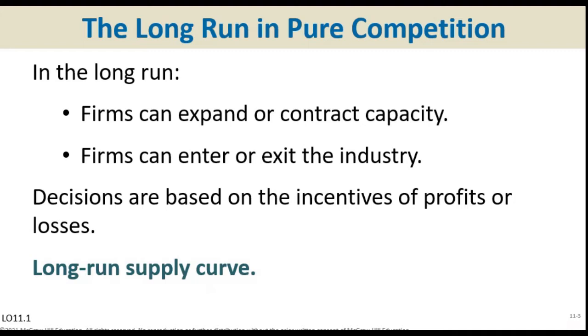So the long-run supply curve is defined as a curve showing the prices at which a purely competitive industry will make various quantities of product available in the long run, when all the inputs are variable.